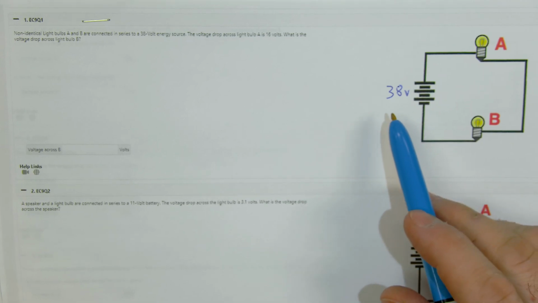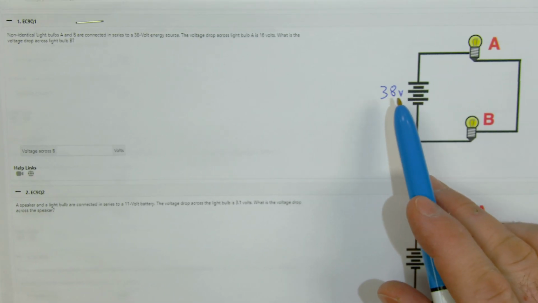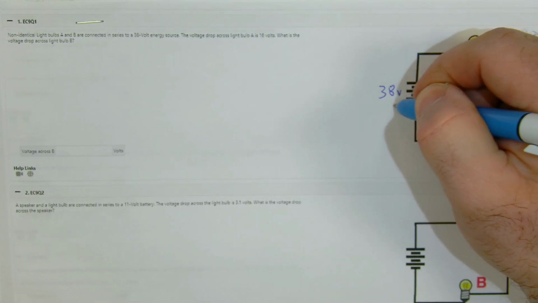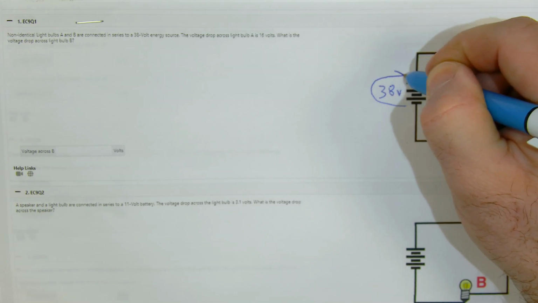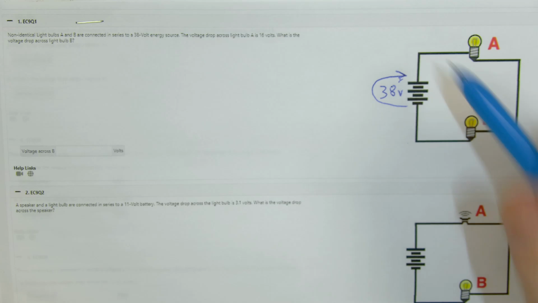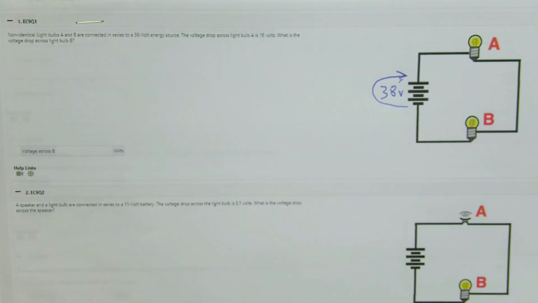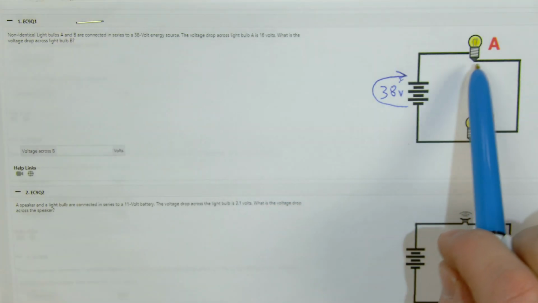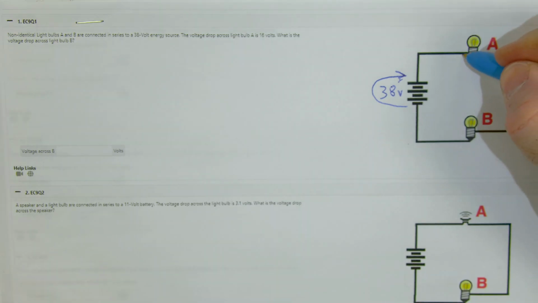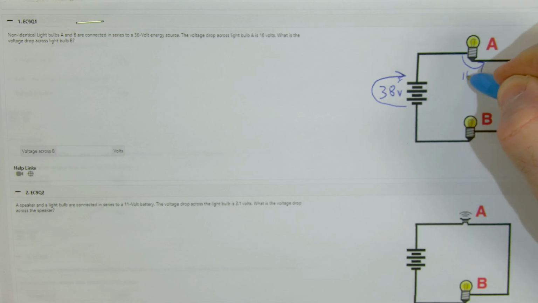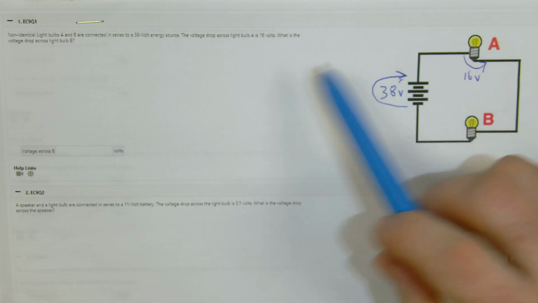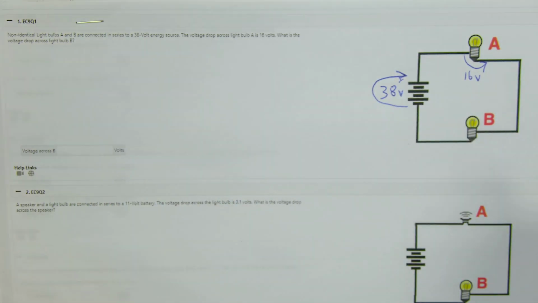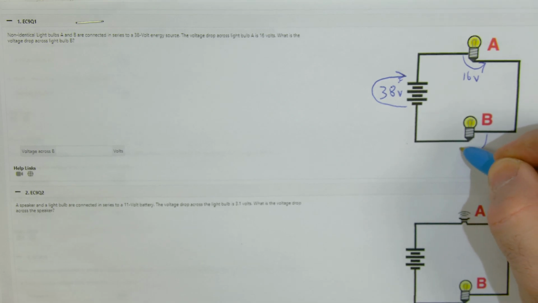It's important to start marking things and thinking about what's going on. What that's saying is from here to here, remember, this is going up by 38 volts. Then it says the voltage drop across light bulb A is 16 volts, so we can show this, 16 volts. It asks, what is the voltage drop across light B? So it's wanting to know, what is the drop across here?